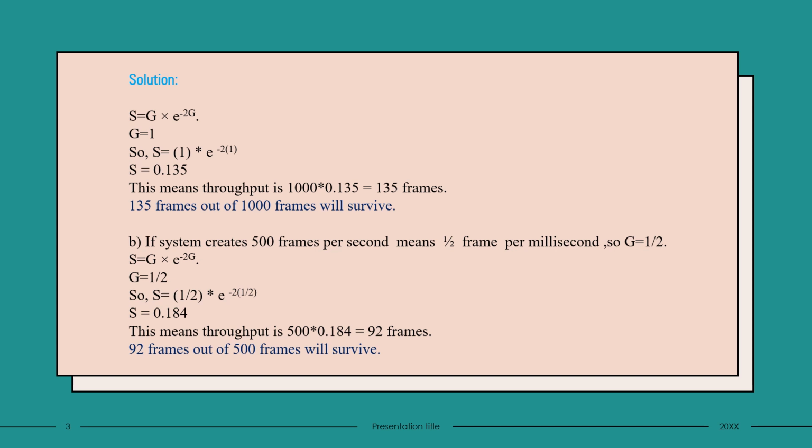Now the value is 0.184. Now you have to find the throughput for 500 frames. So what will you do? You will multiply 500 into 0.184. You will get 92 frames. What is the meaning? 92 frames out of 500 frames will survive. This is the calculation.